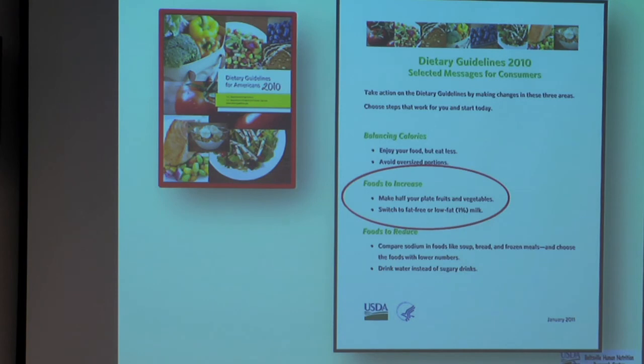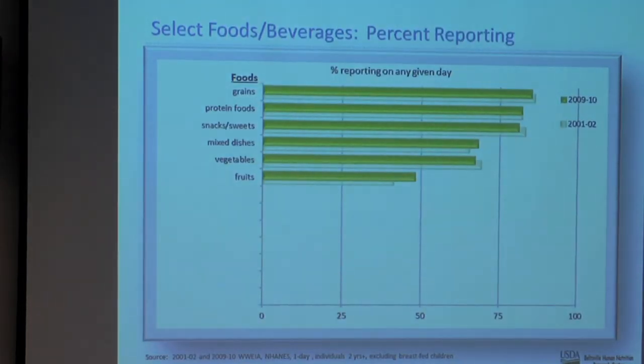Now let's move to the next broad-based message: foods to increase. Make half your plate, or your bag, or just how you are eating your foods, fruits and vegetables. A strong push for increasing the amounts of fruits and vegetables in our diet, as well as switching to fat-free or low-fat milk, low-fat being 1% fat. So what does the diet look like in terms of that?